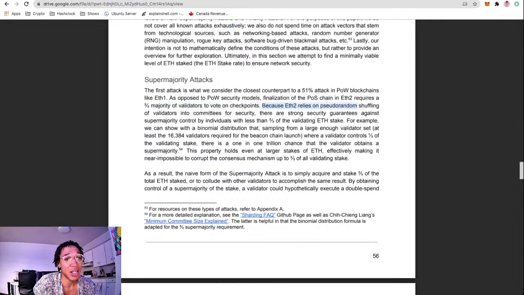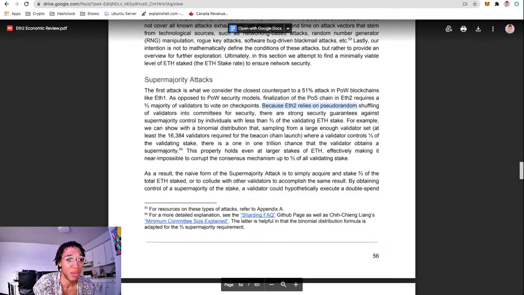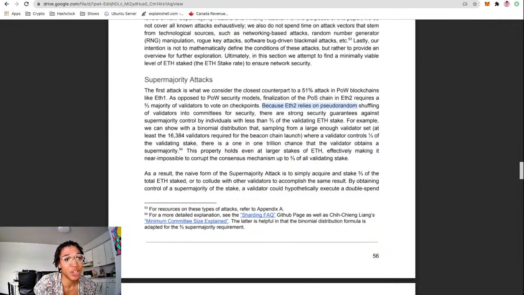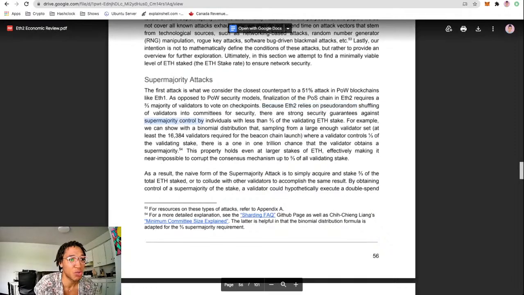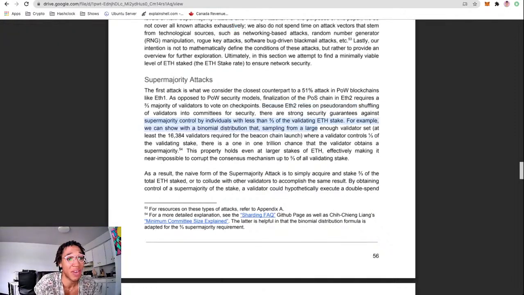Because ETH2 relies on pseudo-random shuffling of validators into committees for security, there are strong security guarantees against supermajority control by individuals with less than 2/3 of the validating stake. Simply meaning that because of this random generation of numbers, as long as these numbers are actually random before the committees are chosen, it would be very, very difficult to collude and get control of the network without actually having 2/3 of the network, because the only other way to do it would be collusion, which is arguably impossible with random numbers if it's truly random.